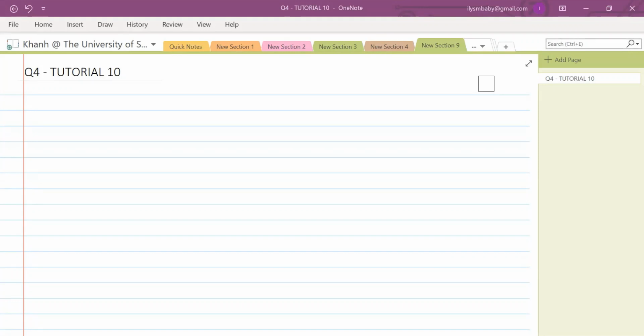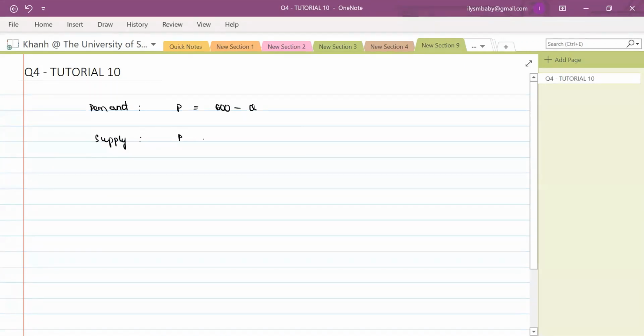Okay, so this is about a market for education, and the market demand is given by P equal to 600 minus Q, where P is the market price and Q is the market output. Now the market supply is P equal to Q. So the supply, or basically the marginal cost, P equal to Q.